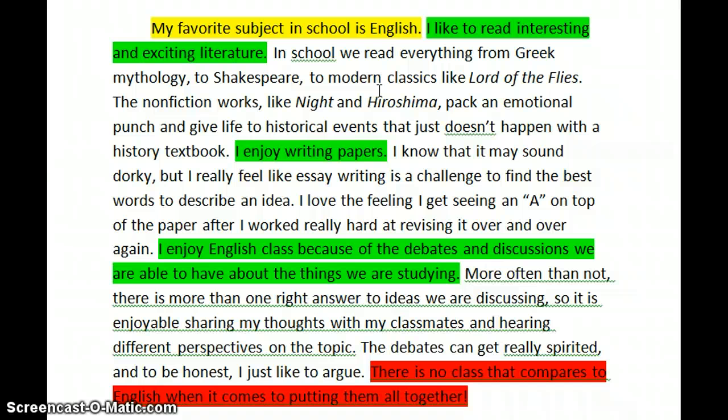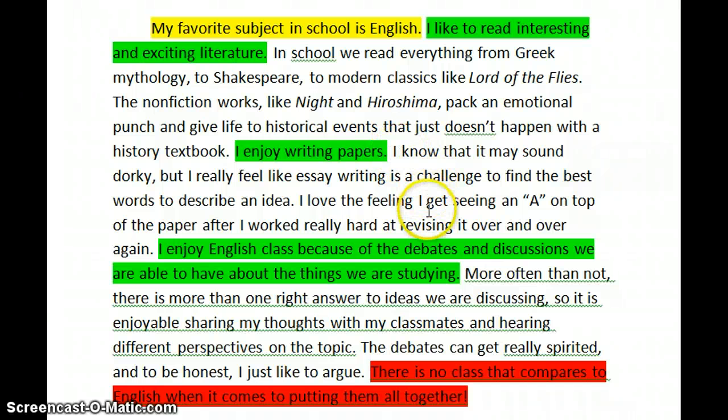"I enjoy writing papers." Okay, that's good, but we need to know why in order to make this a really solid paragraph. So my supporting sentences do that. They say, "I know it may sound dorky, but I really feel like essay writing is a challenge to find the best words to describe an idea. I love the feeling I get seeing an A on top of the paper after I worked really hard at revising it over and over again."